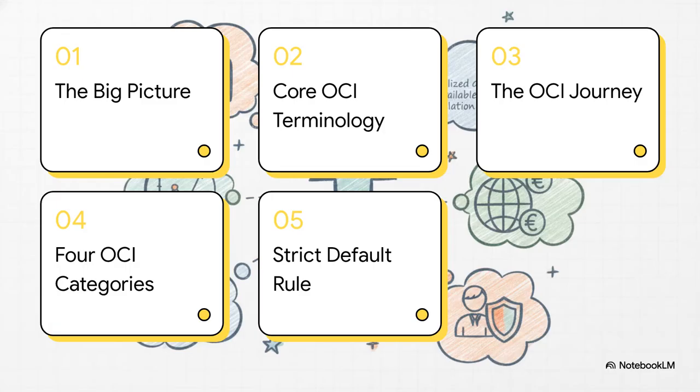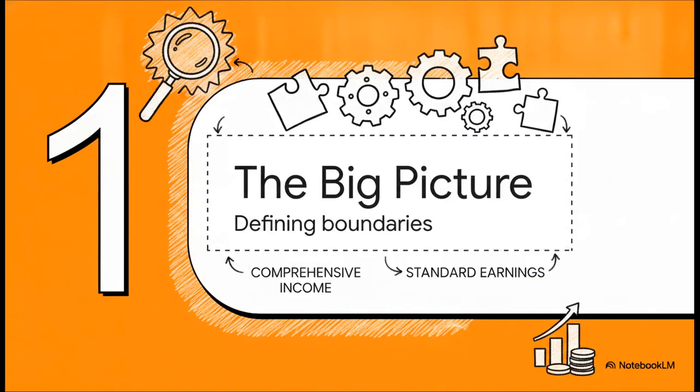Here is our roadmap for today. We've got 5 stops: the big picture, core OCI terminology, the 4-stage OCI journey, the 4 OCI categories, and finally, the strict default rule. We're layering this knowledge from the basic vocabulary right up to the strict rules that run the show. So, starting with Section 1, the big picture, defining the boundaries of comprehensive income.